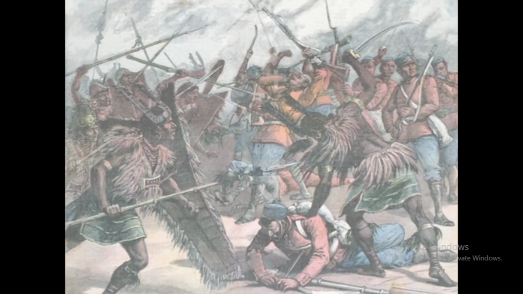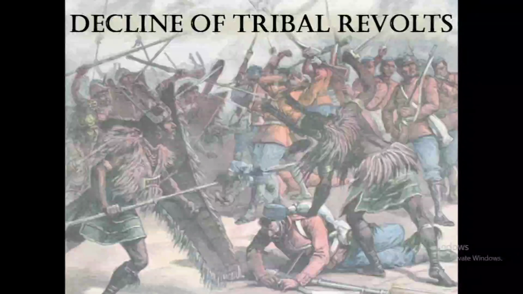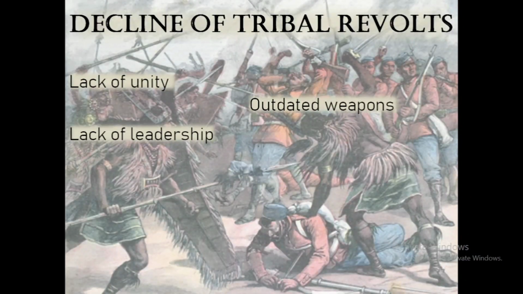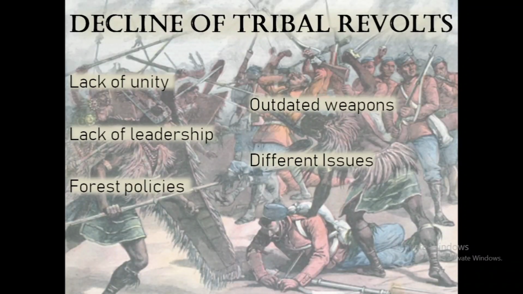Advancing on to the reasons behind the decline of tribal revolts and why they were suppressed by the British. That were lack of unity, outdated weapons as they used bows, arrows, hatchets and axes. Next, lack of leadership, and different issues, as tribal issues were different from the mainstream population, making it challenging to unite against the British, and forest policies.